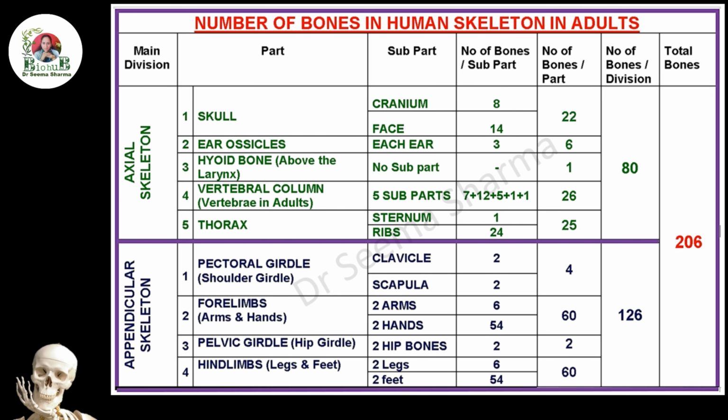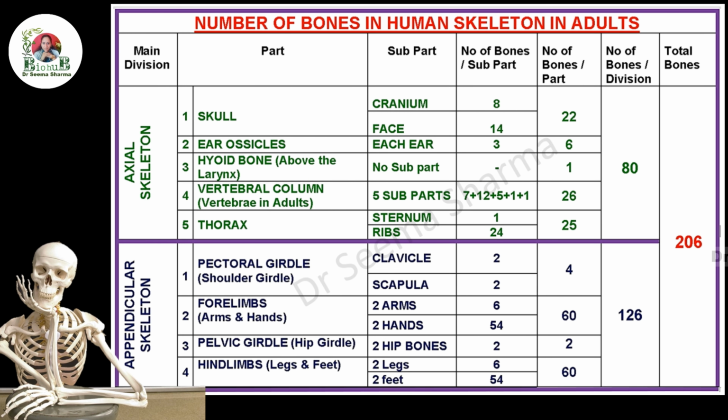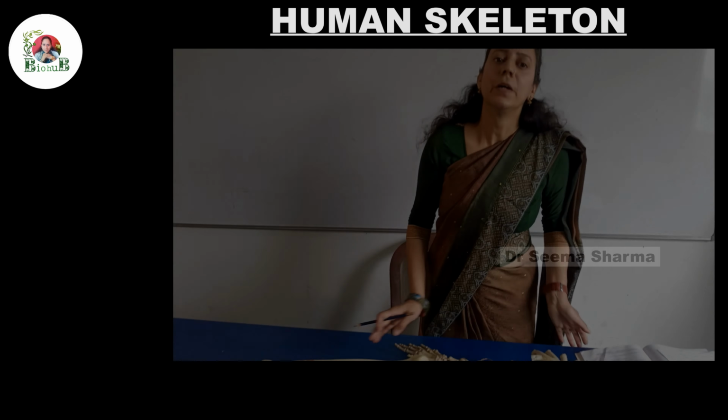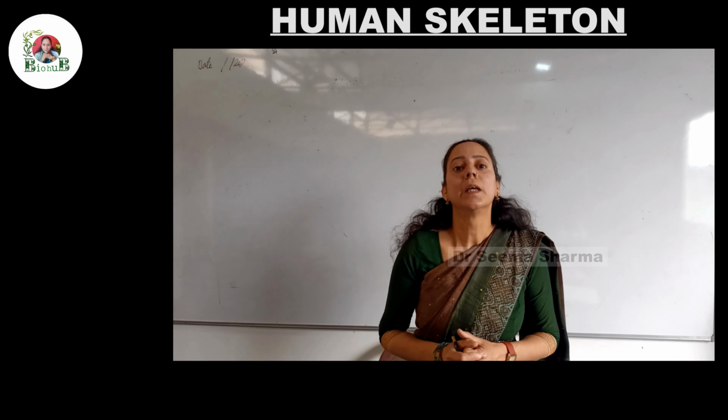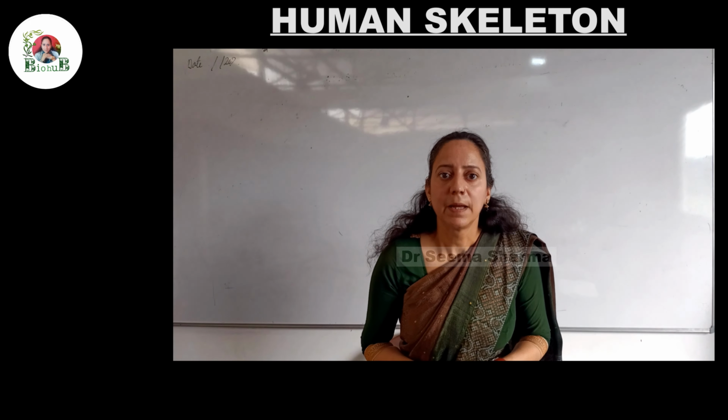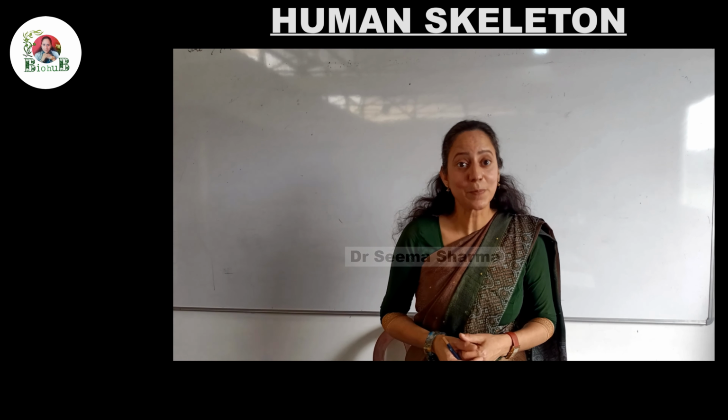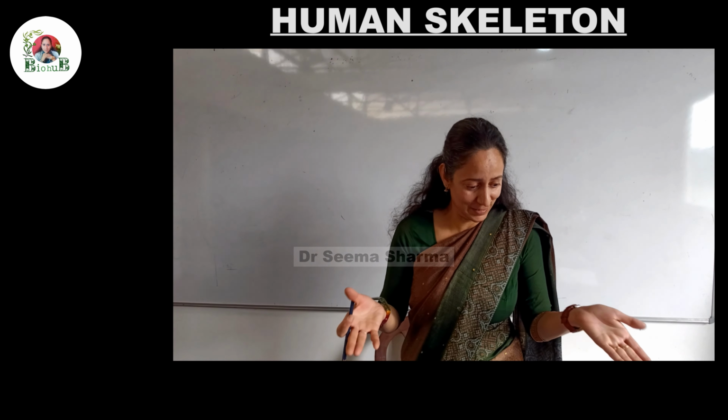This is the tabulated account of total number of bones present in an adult human being. Do go through it for quick recap purpose. So this was in brief about the human skeleton and the basic arrangement of bones within our own body and in this skeleton. That's it.